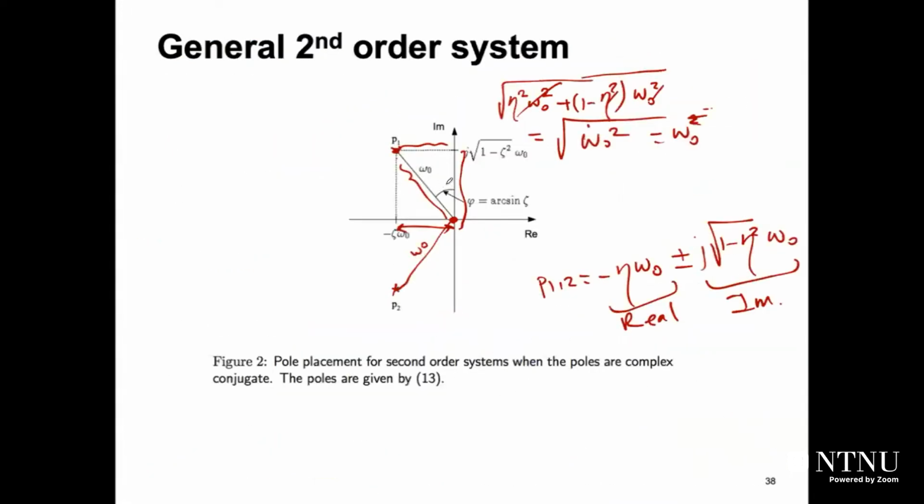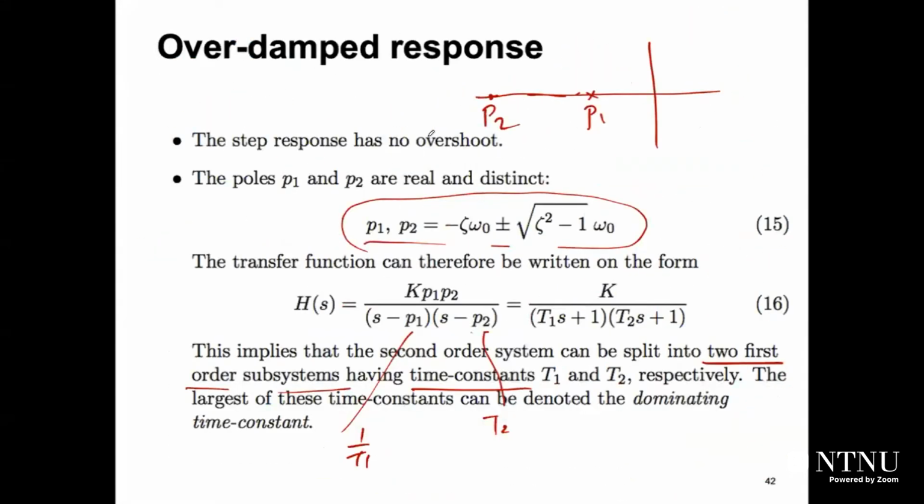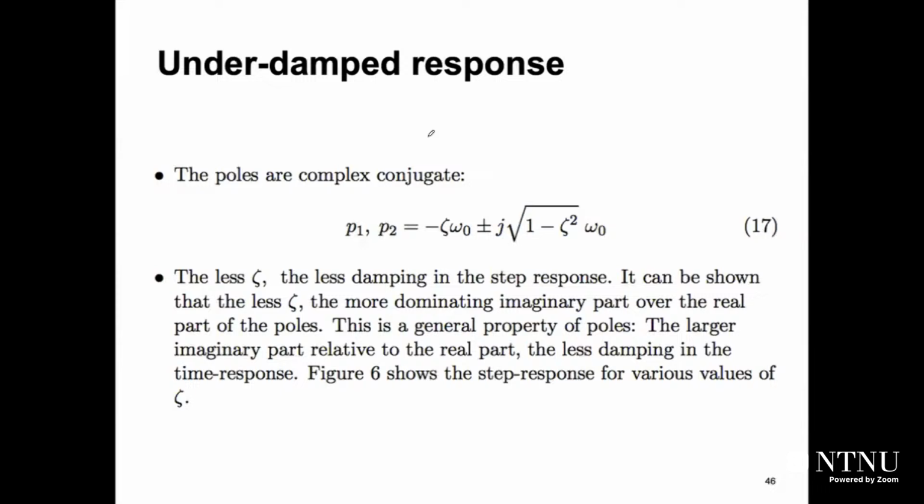So if you need to get this one, you can get it by arc sine zeta, right? Or it could be tan minus 1 of the real part divided by the imaginary part. Yes. So the poles are complex. I mean, for this underdamped response, the poles are complex conjugate.